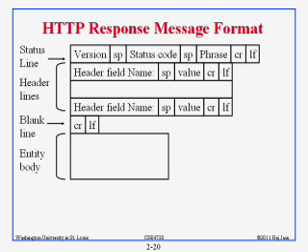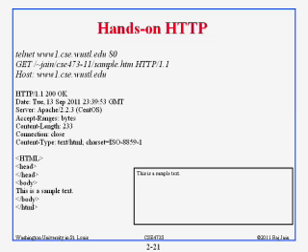Again, the message format is the same as before. First the version number, followed by space, followed by status code, followed by space, followed by a phrase, followed by carriage return line feed, and then the header field name, space, value, carriage return line feed, and so on and so forth. Okay, so this is the message format.